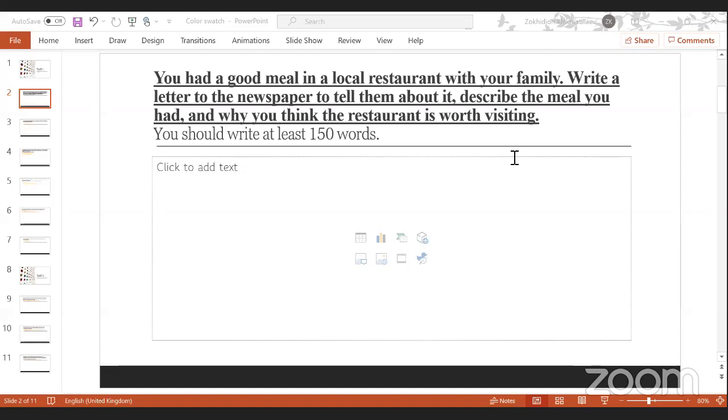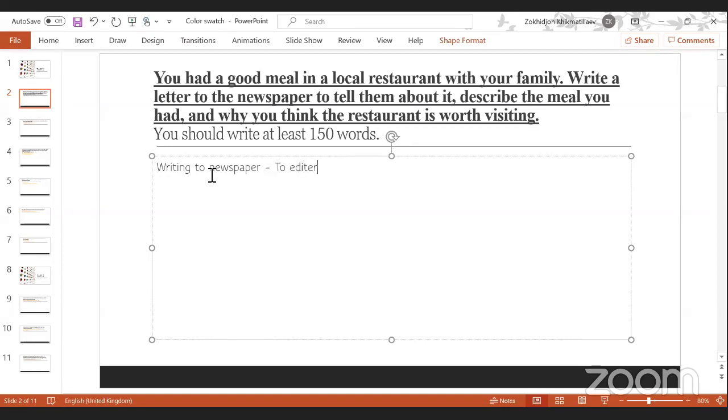So let's first make it clear. To whom are we writing? Are we writing to a family member? Are we writing to a friend? Or to whom? The newspaper. To the newspaper. Exactly. So how can we start if we are writing to a newspaper? Okay, Amina, yes, we can say to the editor. We can also say to whom it may concern, or dear sir, madam.